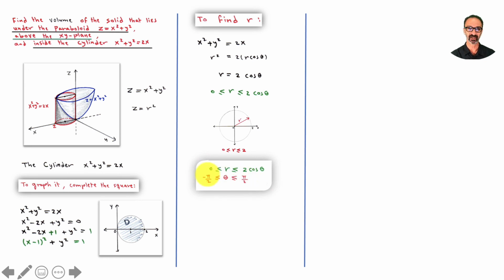If you don't have that clear, the problem is going to be wrong. I mean, the integration is not going to be right. So that is important, and let's move on.